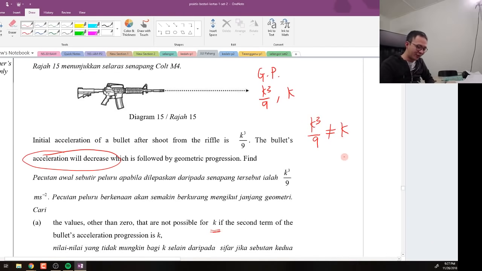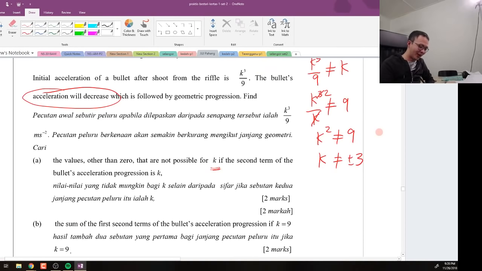So therefore, I solve this not-equal equation. I move the k here, not equal to 9. Then I simplify the square. So k squared cannot equal 9. Then k cannot equal positive or negative 3. Yeah, so this will be my answer. k cannot equal 3 or k cannot equal negative 3. Yeah, this is one of the ways of doing this.